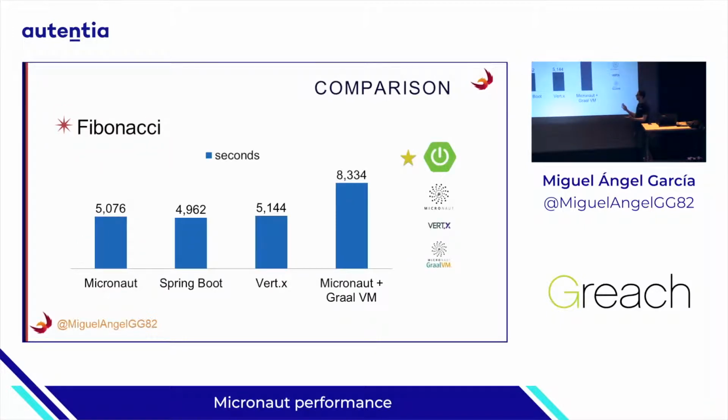And here are the results. With Fibonacci, in this case, Spring Boot has the best figure, but more or less Micronaut, Spring Boot, and Vert.x have the same value. What is surprising to me is that Micronaut plus Graal has a worse performance.